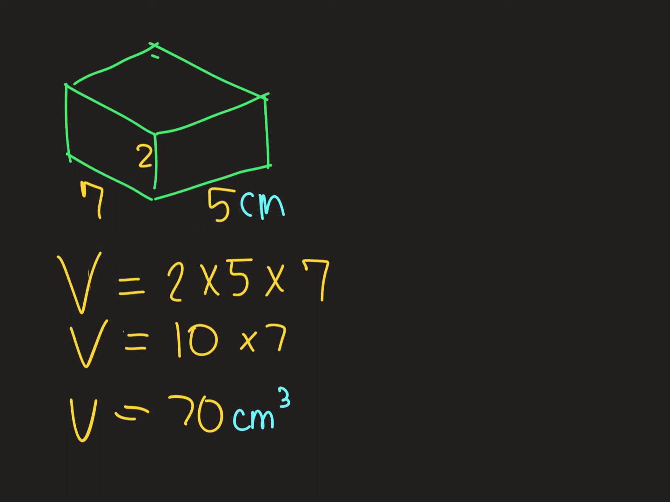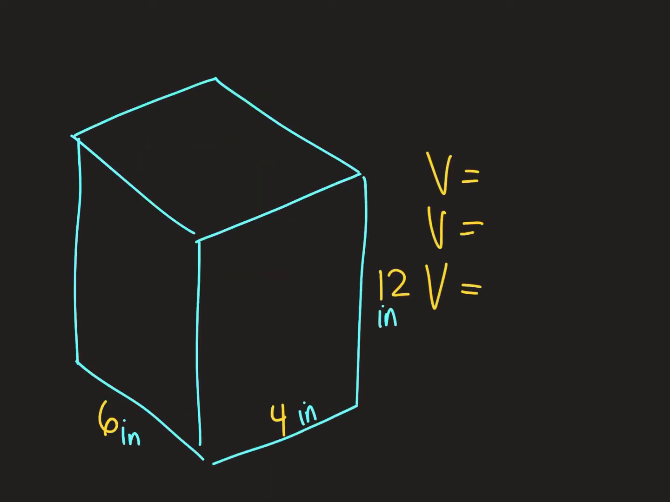Why does that work? Because the bottom is a rectangle, 7 times 5. But we have 2 layers. So 7 times 5 is 35, and we have another 35. So we have 2 layers of 35s. That makes 70. All right, here's your first video question.